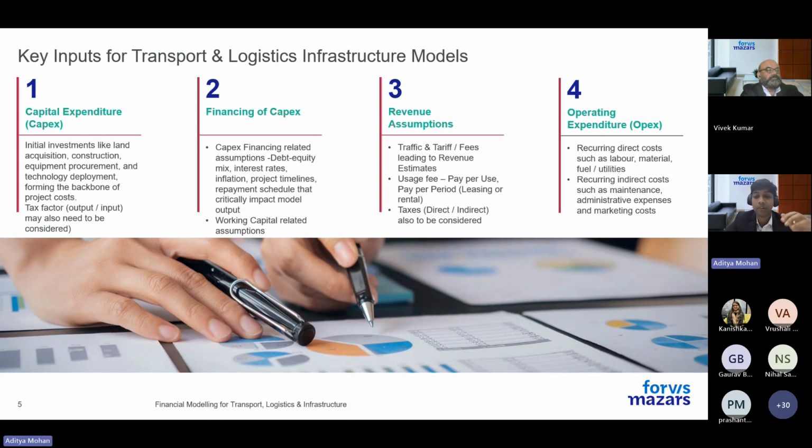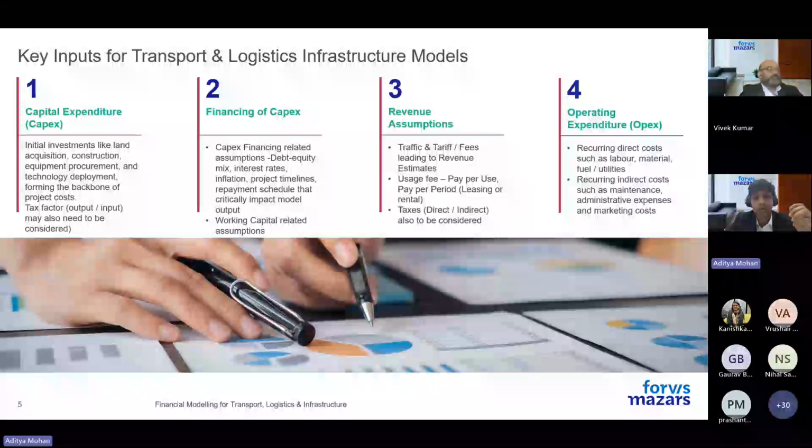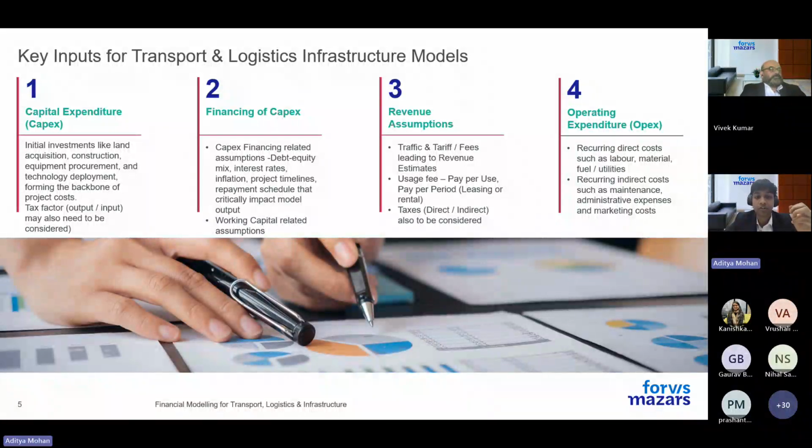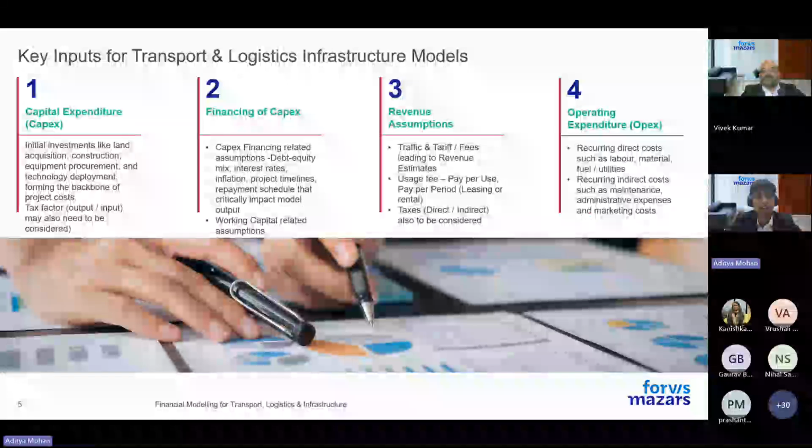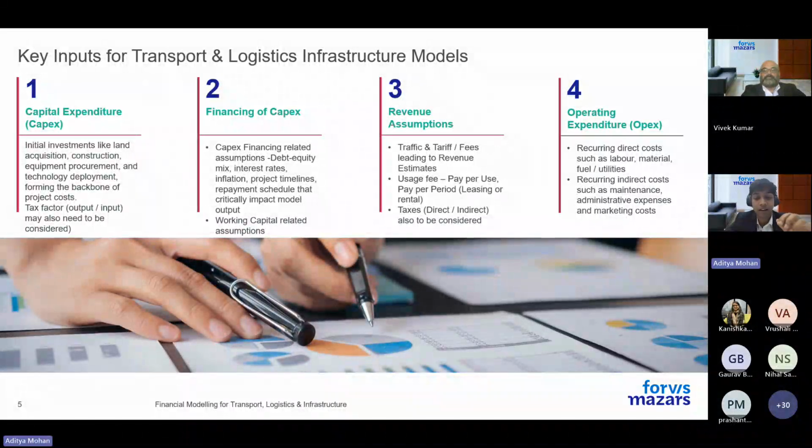So tangible items like land acquisition, civil construction, equipment, vehicles, IT system, and intangible items like design and engineering, market studies, administrative expenses. So now, one thing to note is that CapEx is usually front-loaded, meaning most of it is incurred in the initial stages, and it's often the largest single cost component in your financial model. So let's look at two examples.